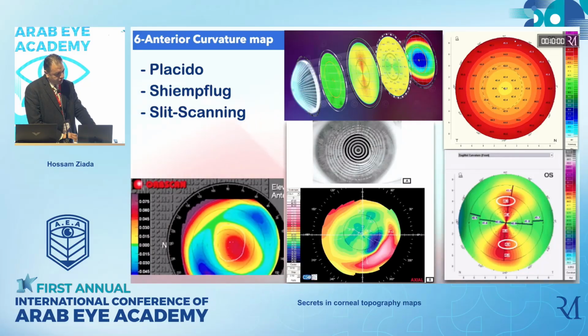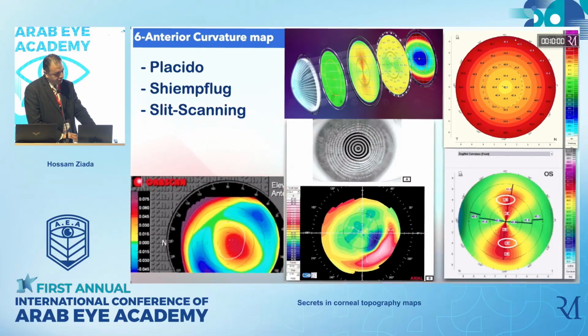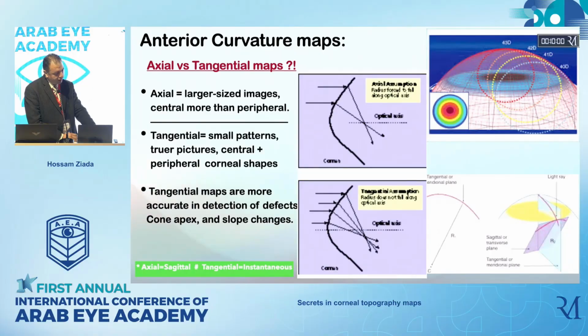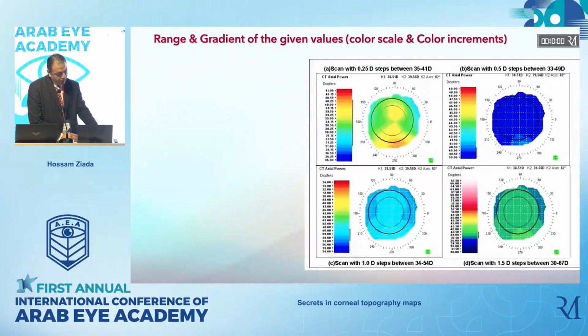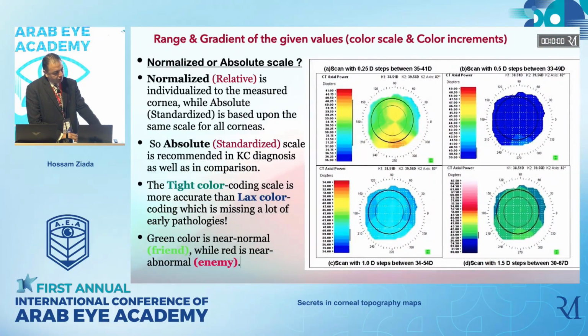So the anterior curvature map by Placido or Scheimpflug or slit scanning, the Orbscan, and I talked about the axial versus tangential maps. And I said to you that the tangential maps are more accurate in detection of the defects, cone apex, and slope changes. And what about the color coding and the style of the map, normalized or absolute scale?